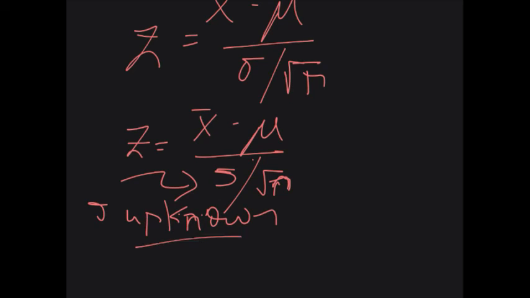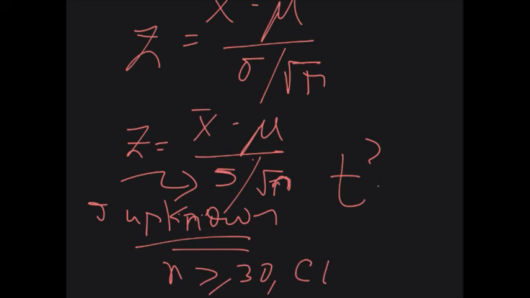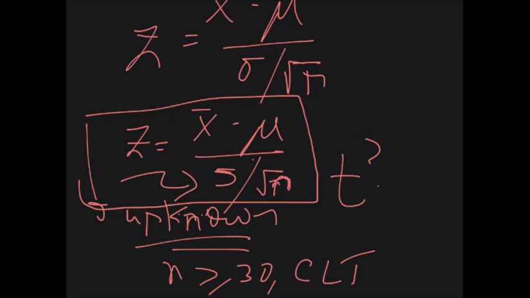So if sigma is unknown, why am I not using t? Well, the reality is that we always use t when sigma is unknown. However, if your sample size is greater than or equal to 30, then you could apply the central limit theorem and use z is equal to x bar minus mu over s over root n. So keep that in mind. If your sample size is large enough, greater than or equal to 30, and sigma is unknown, you certainly can use this formula.